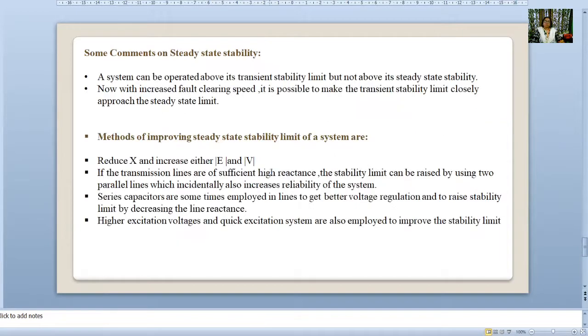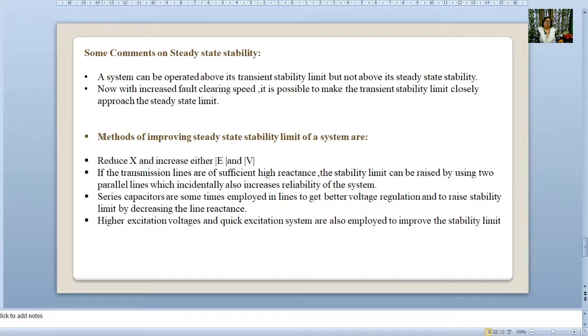Now some comments on steady state stability. We know a system can be operated about transient stability but not about steady state stability. With increased fault clearing speed, it is possible to make the transient stability limit closely approach the steady state limit. I told you the steady state stability limit is the ceiling of the power system. Beyond the ceiling we cannot go, so it is the maximum, and the transient stability limit is less than the steady state stability limit.